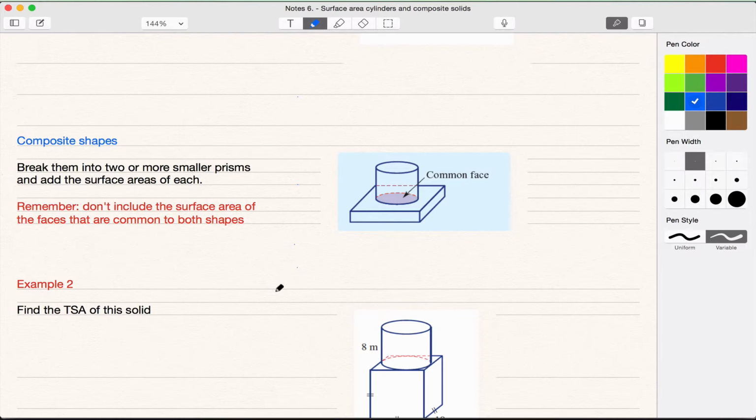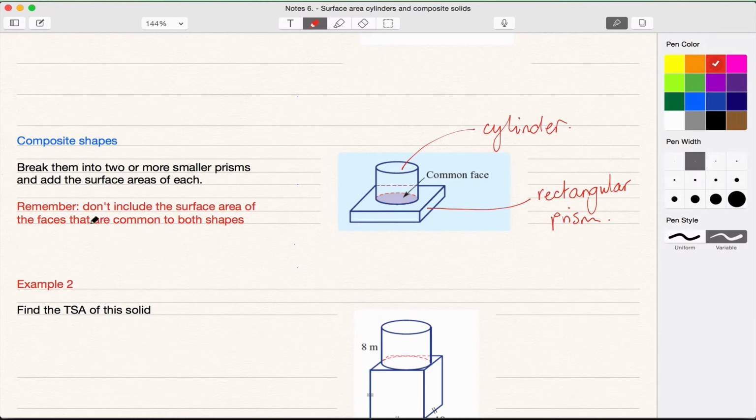Composite shapes. Same thing when you're doing three-dimensional composite shapes as when you're doing two-dimensional composite shapes. You need to break your shape into 2 or more smaller prisms and add the surface areas of each. So if we're looking at this example, we can break this into a cylinder plus a rectangular based prism. And you can work out the surface area of the bottom bit and then the surface area of the top bit.